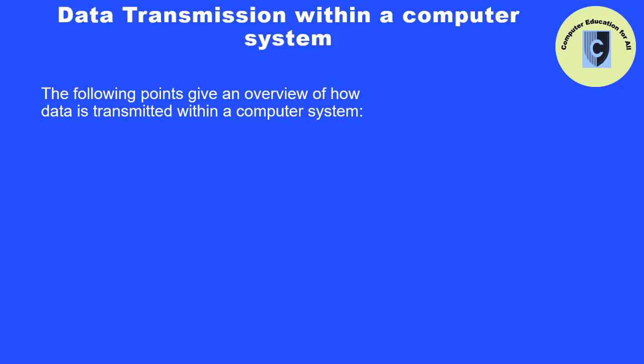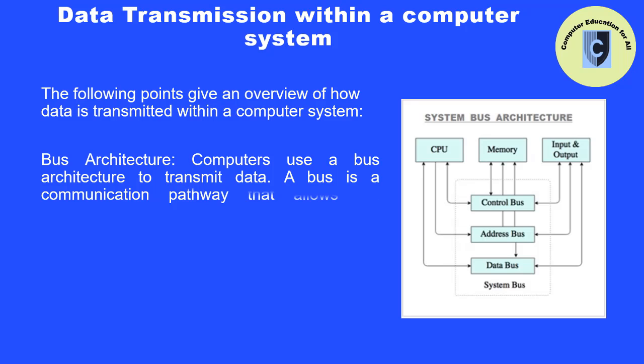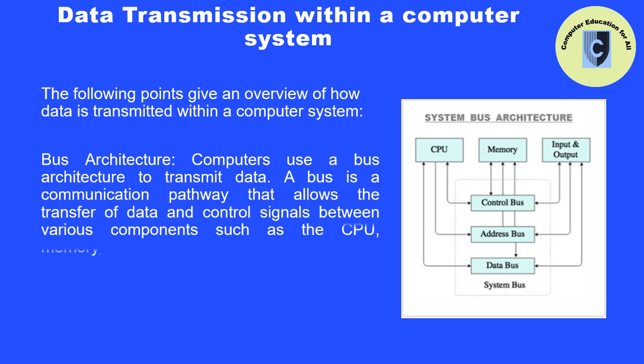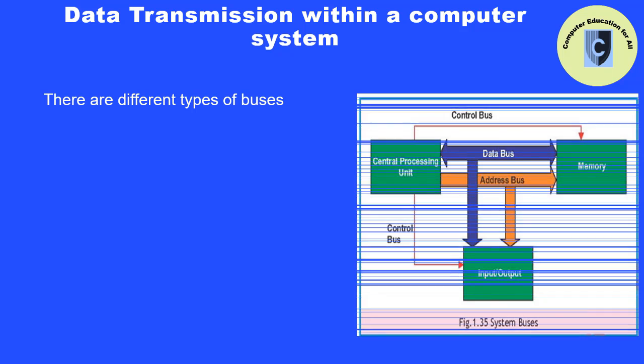Bus architecture. Computers use a bus architecture to transmit data. A bus is a communication pathway that allows the transfer of data and control signals between various components, such as the CPU, memory and peripheral devices. It is just like a highway system for data inside the computer system. There are different types of buses.